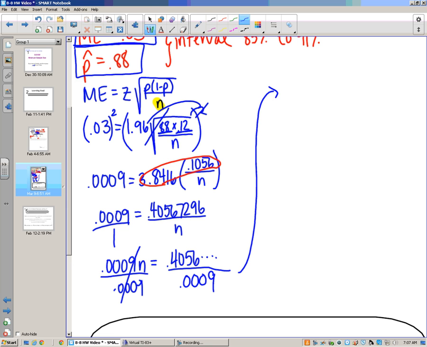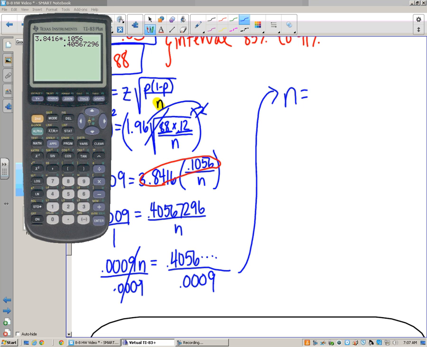And let's see what we get. So in my calculator again, I'm going to take that number that I already have in there and divide it by 0.0009. Okay, so I get 450.74773333.